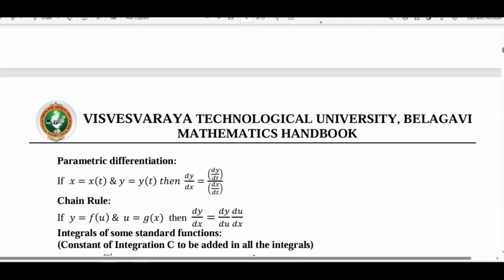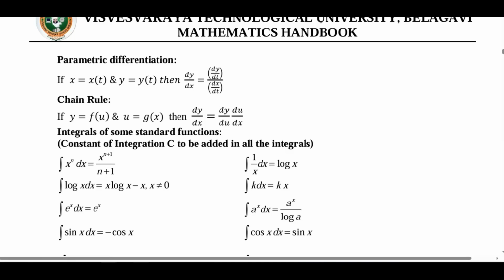Moving on to the next one, we have parametric differentiation. The formula is: if x is x of t and y is y of t, then dy by dx will be dy by dt divided by dx by dt. That is the differentiation of parametric functions. Then the chain rule: y is equal to f of u and u is equal to g of x. Then the derivative is dy by du into du by dx.